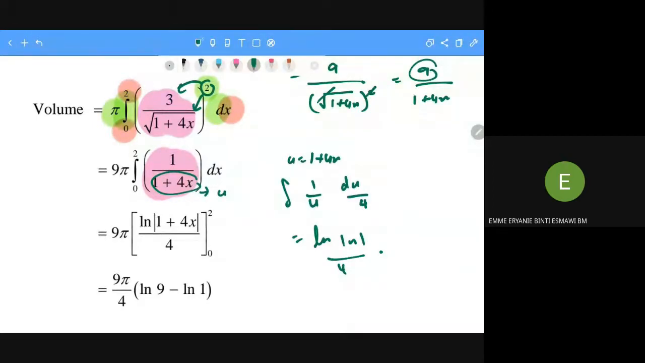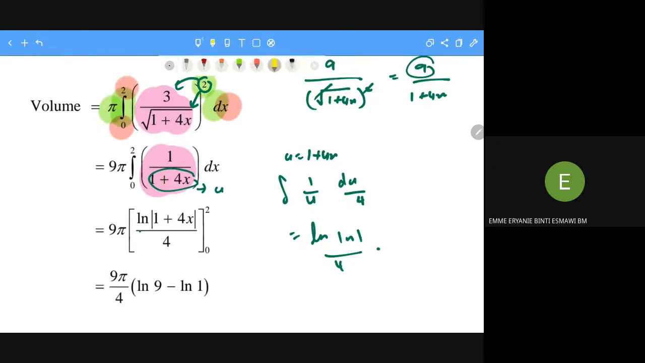Tapi if you don't want to use substitution, you can also use formula itu di mana 1 over, kalau function itu adalah linear, then it's just ln of that denominator bahagi dengan constant dekat depan x tu dan tak bawah. Okay. This only works for linear denominator lah. Kalau denominator tu tidak linear, kena pakai substitution. Tapi if you don't remember this method, you can also use substitution macam saya buat tadi kat sebelah sini.